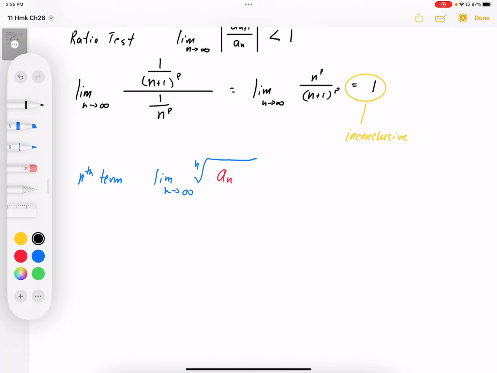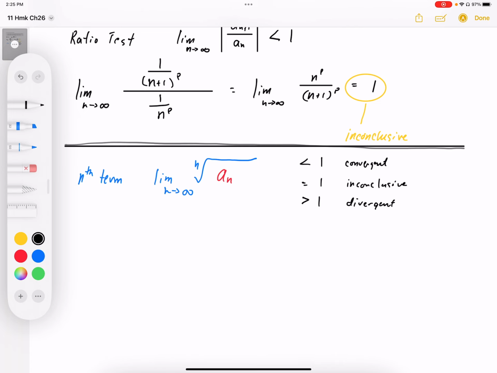If it is less than 1, it's convergent. Equal to 1, inconclusive. And greater than 1, divergent. Okay, so this would be our nth root test. So we'll set this up. We're going to put this in.